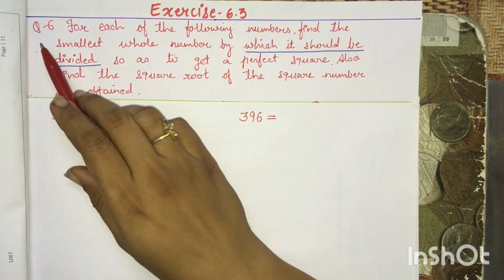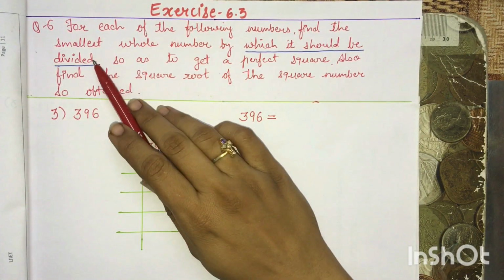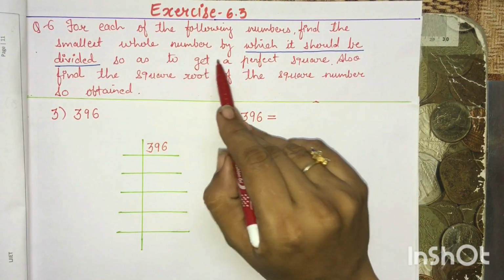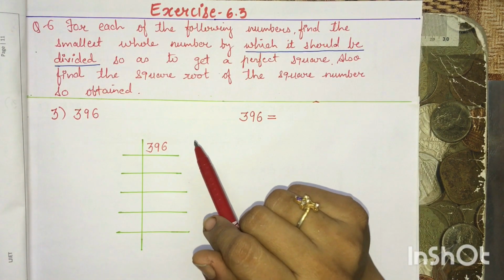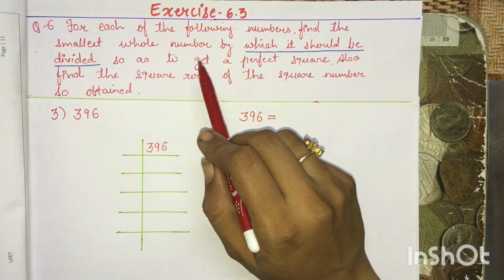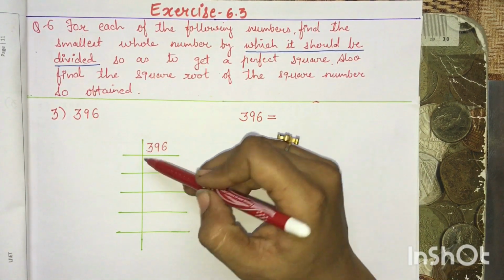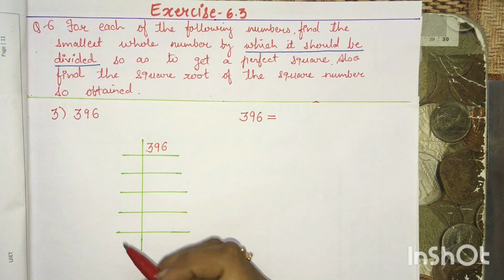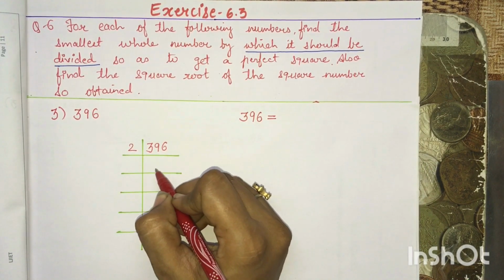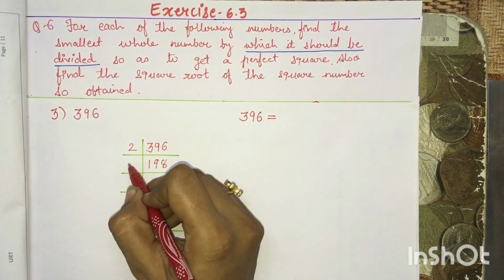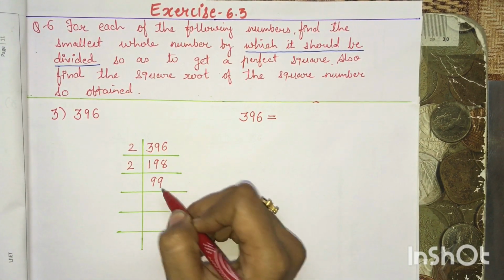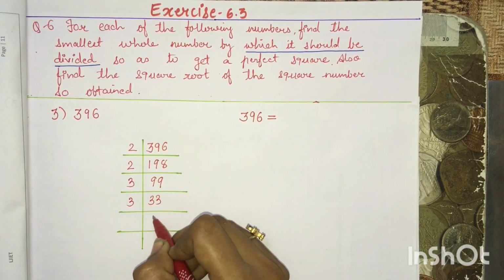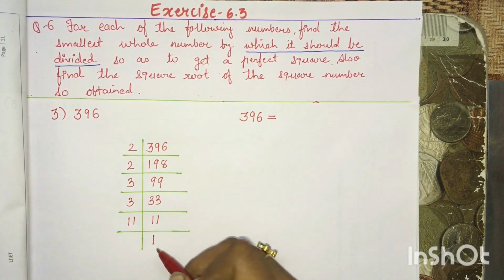Next question, question number 6. Here you have to find the smallest whole number by which the given number should be divided so as to get a perfect square. So as I said, here also we have to find the number by which the given number should be divided. So we will use the method of prime factorization. So first finding the prime factors, 2 into 198, then 2 into 99, then 3 into 33, 3 into 11, 11 ones are 11.